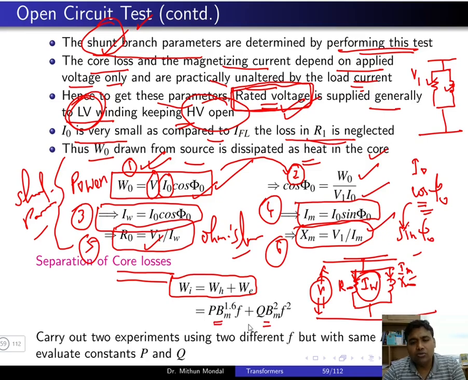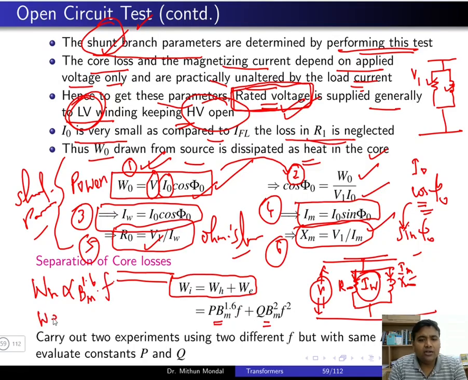So P and Q are basically two constants, and hysteresis loss is directly proportional to the maximum flux density raised to the power 1.6 multiplied with the frequency term, whereas the eddy current loss is directly proportional to Bm square into the frequency square. So if we want to divide the total core loss into the hysteresis loss and the eddy current loss, we have to perform two experiments. Why are we performing two experiments? Because there are two variables that we need to find.